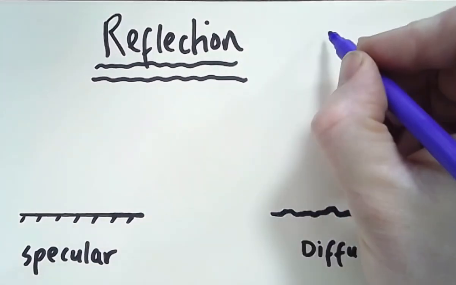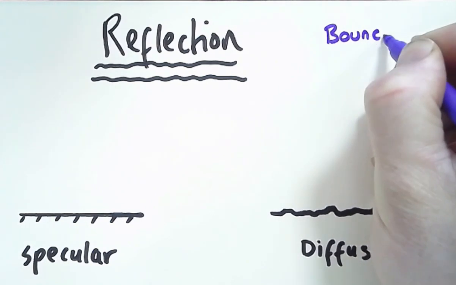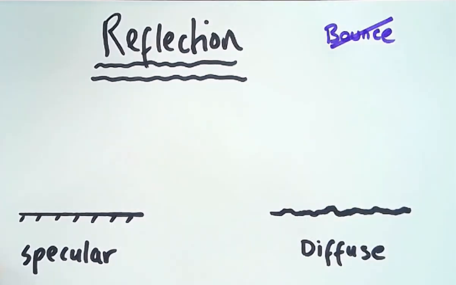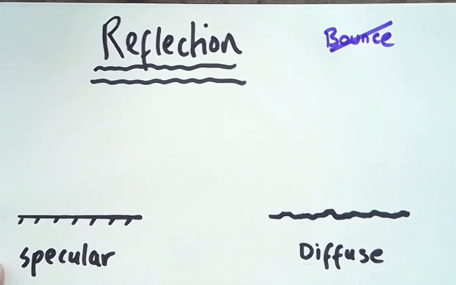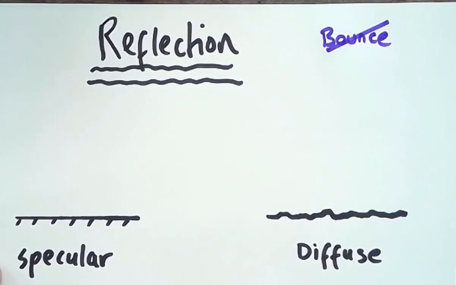Please try to avoid using the word bounce. Okay, they do not like you saying that light bounces off a surface. This is not compression and then extension again, so please avoid using that word.